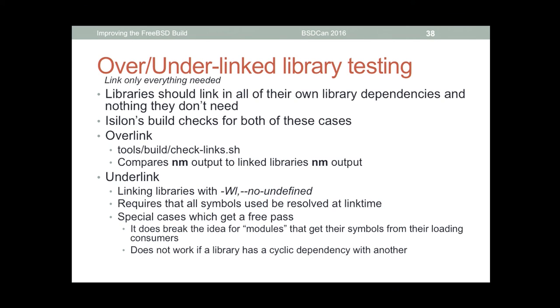Baptiste has done a lot of this work already, but I want to add in tests at build time. We added something like this at Isilon, which has worked out really well. It was just using the check link script and also building libraries with no undefined symbols. This can break modules that depend on their loader to provide them a symbol, and it can break libraries that have cyclic dependencies. Those are just special cases, but in general, libraries are only linking what they need, so we should assert this.